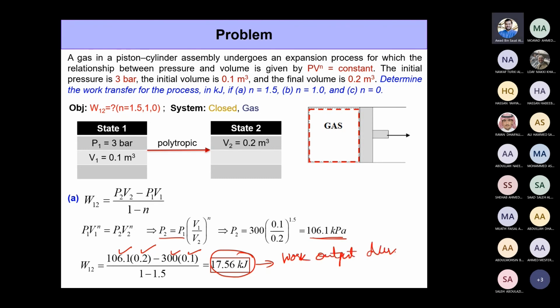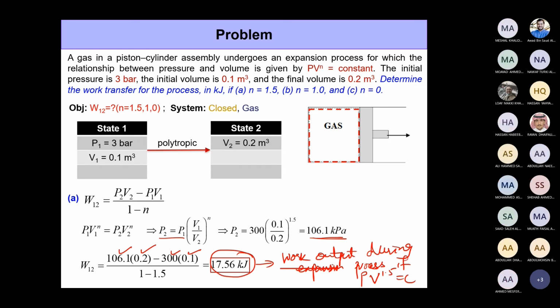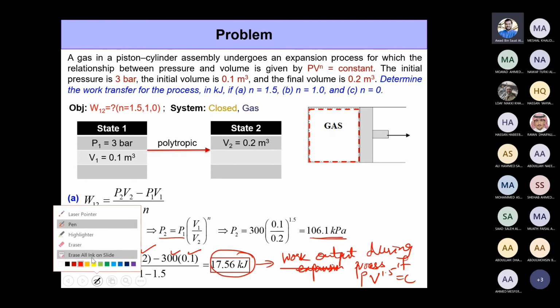during the expansion process, if PV raised to 1.5 is a constant, meaning the pressure and volume are varying in a very specific manner. We'll see how this plot looks. Any question up to this point? Okay, so if everything is clear, then let's move ahead.